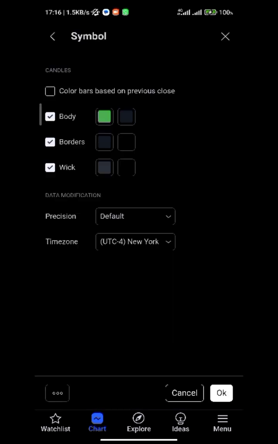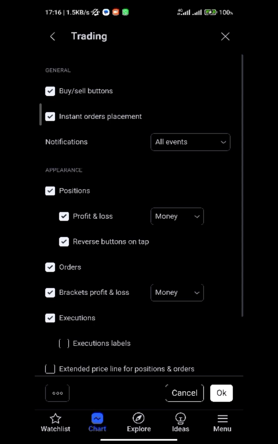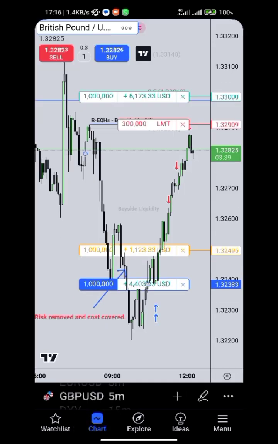So let me make it an instant order placement. I will need to confirm the alteration I want to make.